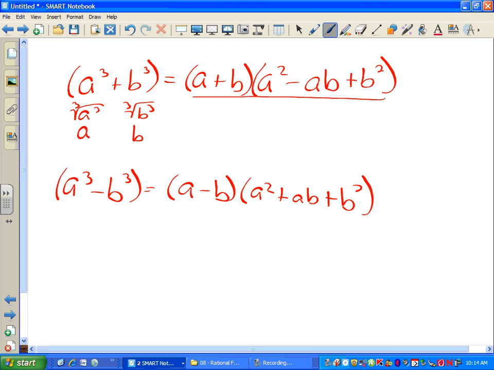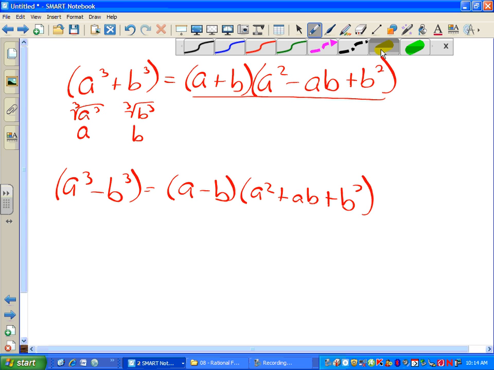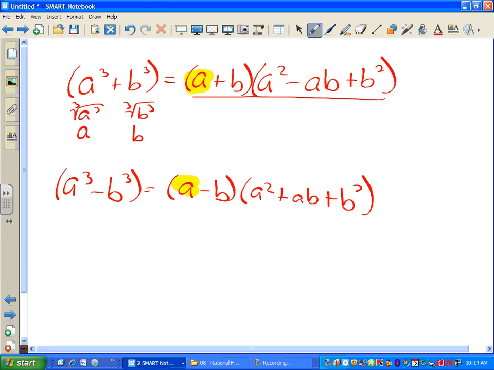Now, just to help you with your memory, if you notice, the letters are the same in both. A, B, a squared is the same as a squared, AB, and the b squared is all the same. The only differences we have are the signs. Notice this one starts with plus, this one starts with minus. Let me put an arrow there.